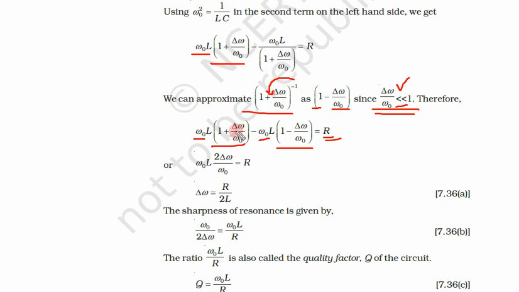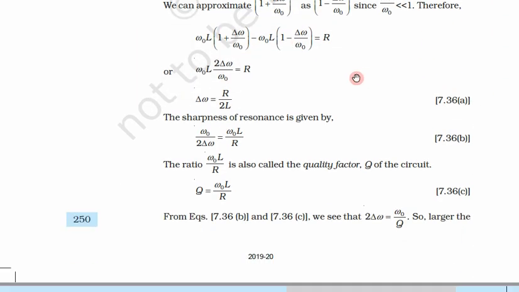When we calculate this, what do we get? This is omega naught L, 1. This is minus omega naught L. So 1 and 1 get cancelled out. So omega naught L delta omega upon omega 0, and this will also become plus. This is also plus. So omega 0 L, this 2 delta omega upon omega naught must be equal to r. From this equation, let us solve for delta omega. Delta omega is equal to r. This gets cancelled out. So r by L, and this 2 goes here, r by 2L.